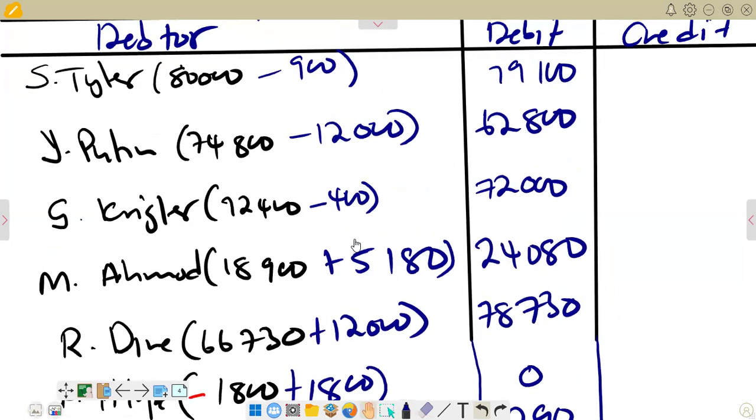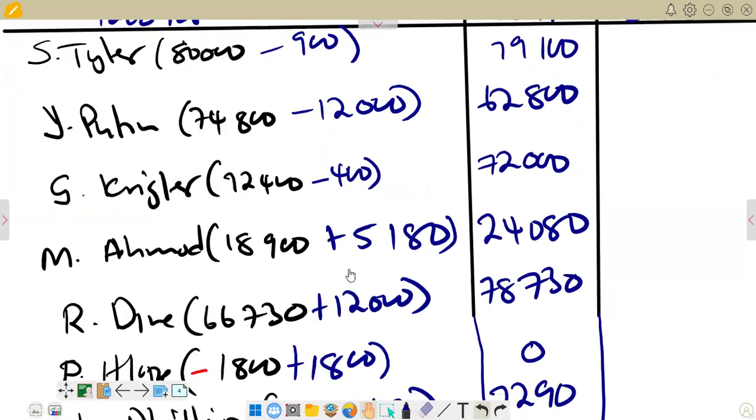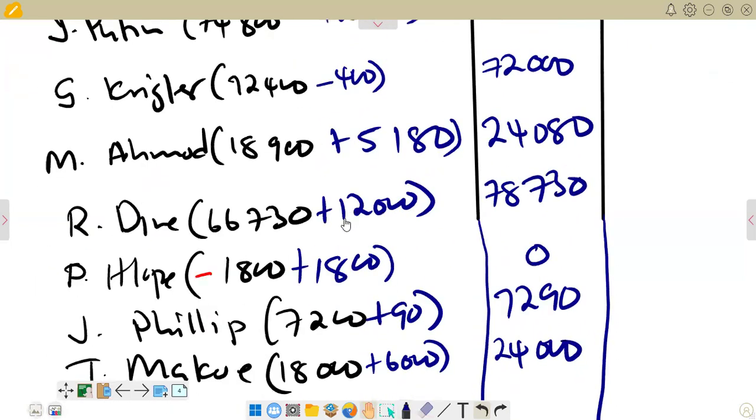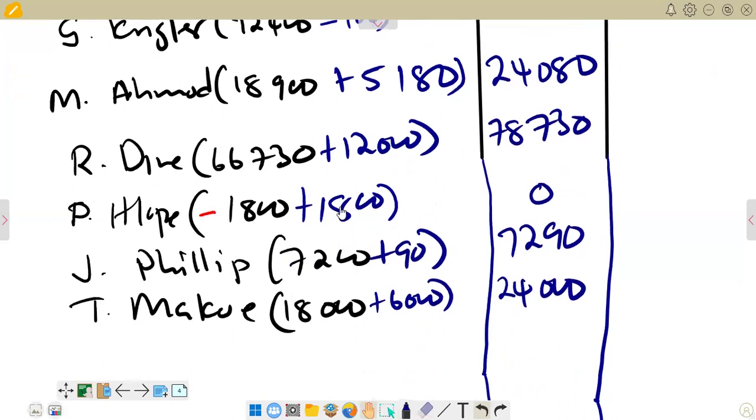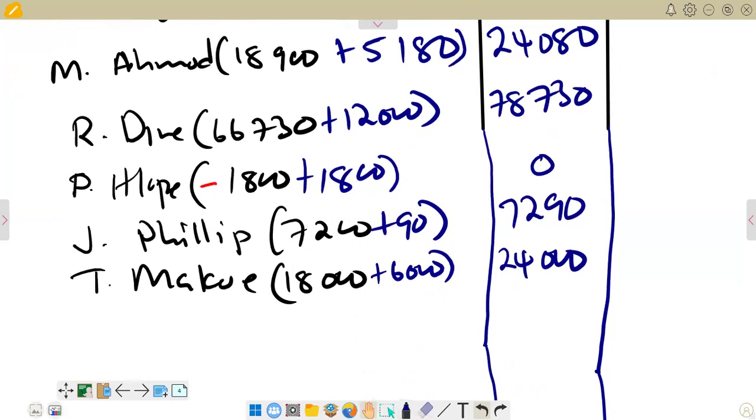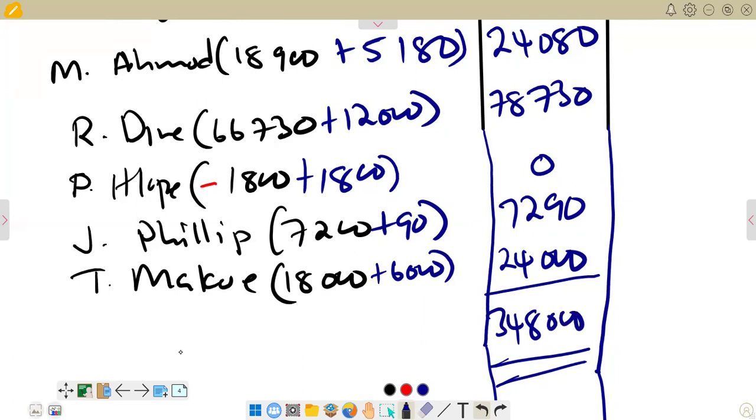After that, we are supposed to add to get the total for the debtors list. So for the total, we are just adding everything that we have there on the debit side of the debtors list. Remember, on the credit side, we do not have anything. We have subtracted that 1,800. This one is related to a balance of 0. So if you add everything here, you are supposed to get 348,000. So this becomes our total of the debtors list.